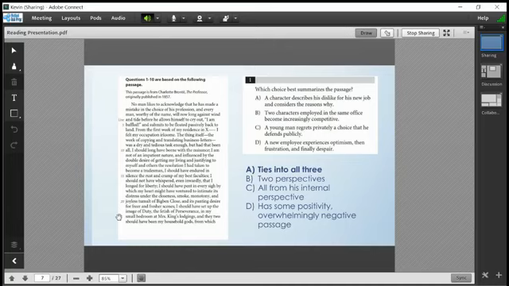Answer choice C, a young man regrets privately a choice that he defends publicly. Everything is coming from his internal perspective. There is no public defense as far as what's going on. As far as answer choice D, it has some positivity.